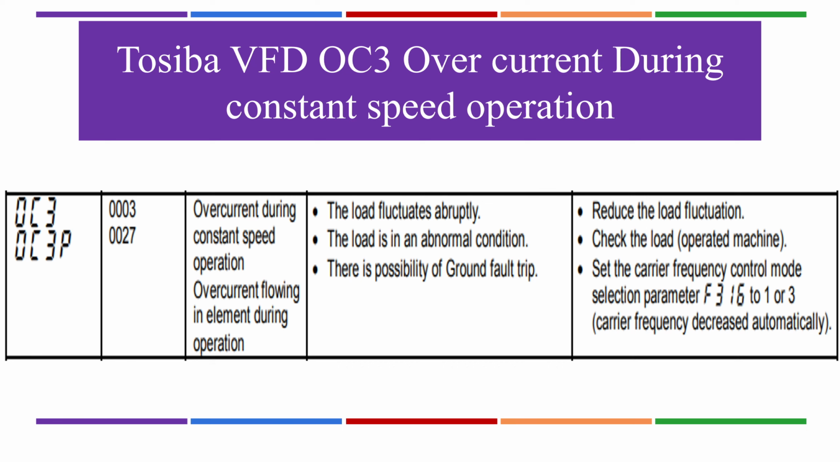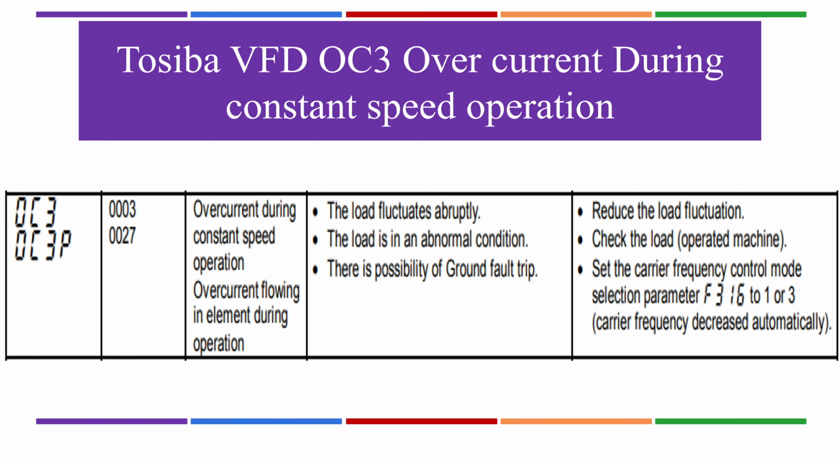One, load fluctuates. The load on your motor might be fluctuating in between, like sometimes very high torque and sometimes very low. Two, the load could be higher than the capacity of the motor, and the motor suddenly starts taking overcurrent. The third possibility is a ground fault, where a ground fault is connected somewhere into your line. This could also be the reason.